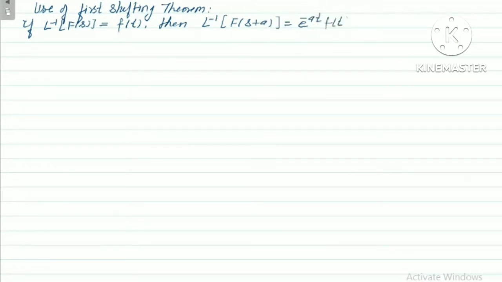But this f of t is what? This f of t is L inverse of F of s. So we can write e raised to minus at times L inverse of F of s. This is the first shifting theorem, or you can say the first shifting property of inverse Laplace transform. Now let us do a problem based on this, then you will understand the first shifting property.